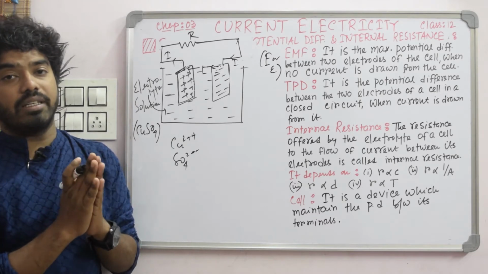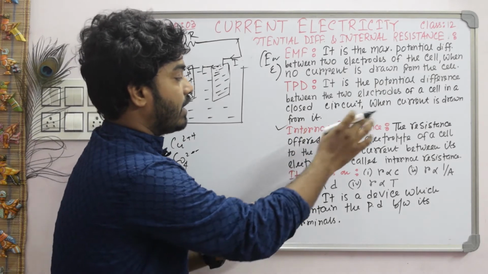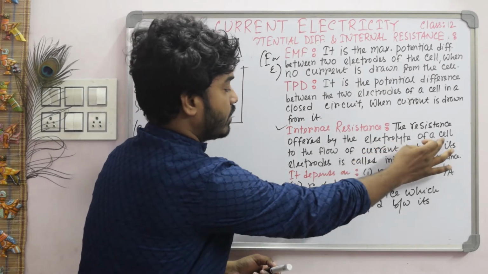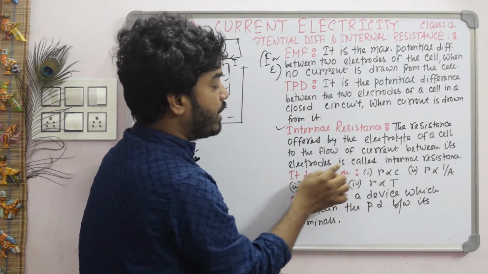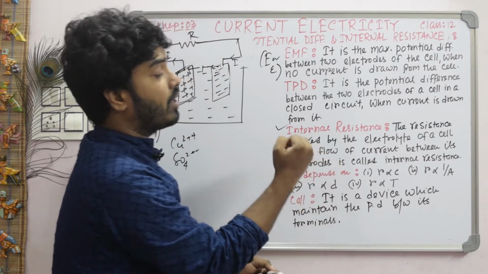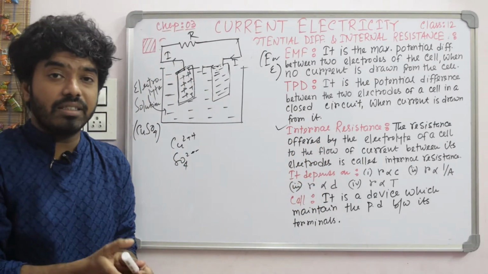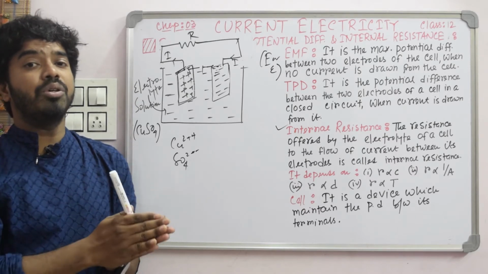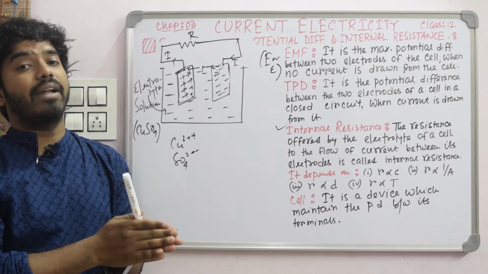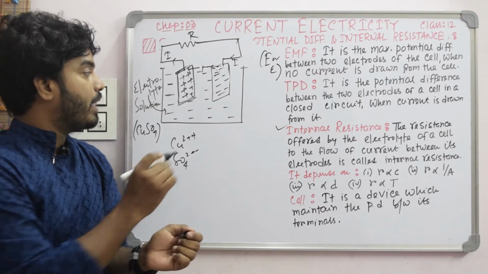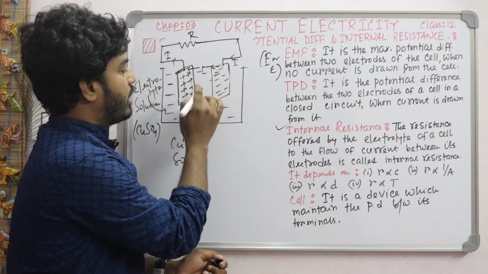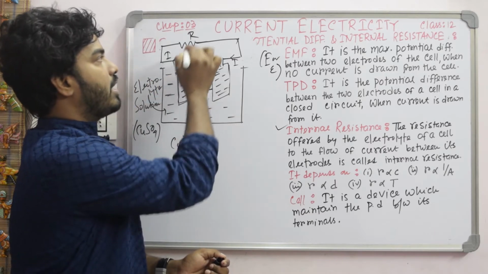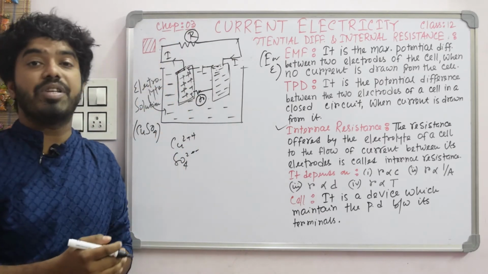So what is internal resistance? This is our definition. The resistance offered by the electrolyte of a cell to the flow of current between its electrodes is called internal resistance. That means the resistance which occurs between two electrodes due to the collision of positive ions and negative ions. So you just consider in between them there is some internal resistance which is denoted by the symbol small r. External resistance is denoted by the symbol capital R.